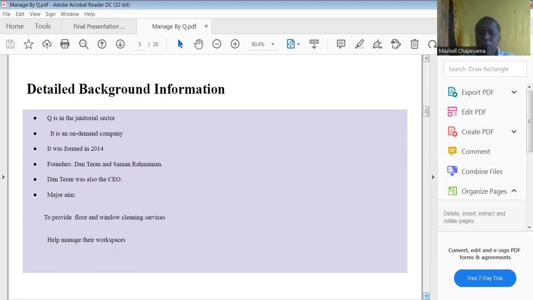This company was formed in 2014 by two people, Dan Teran and Saman Rahmanian, right? And in the end, Teran was the CEO of the company. And the major aim of the company is to provide floor and window cleaning service of the highest quality possible, and also to help manage the workspace of some companies that hire them.